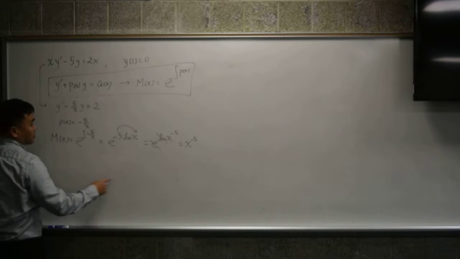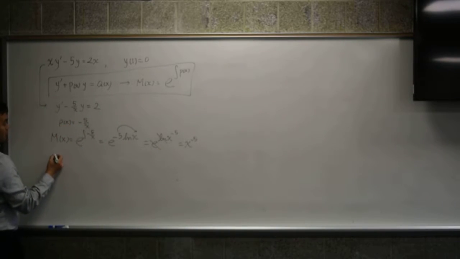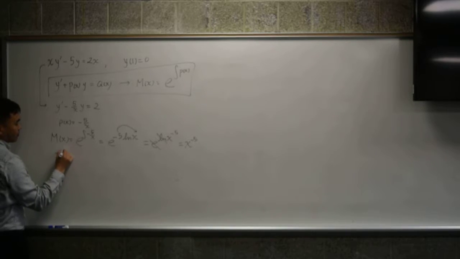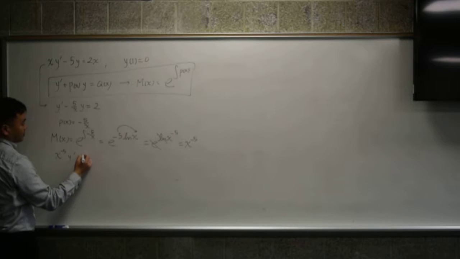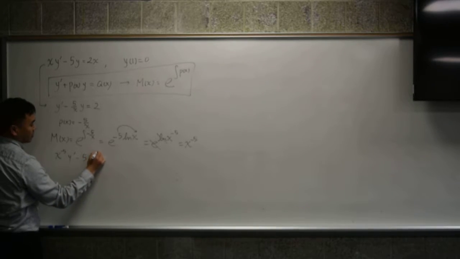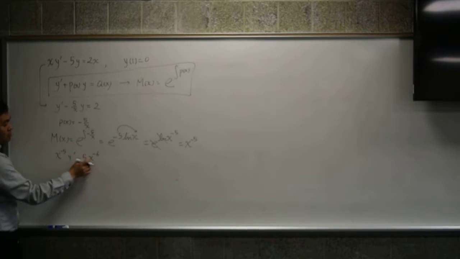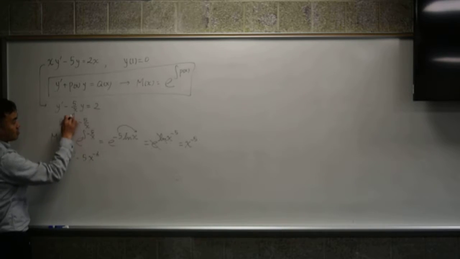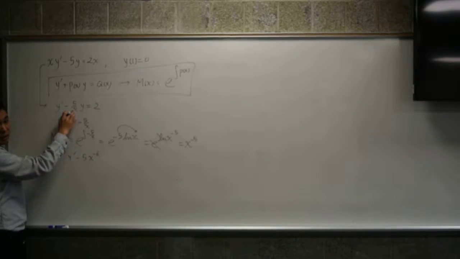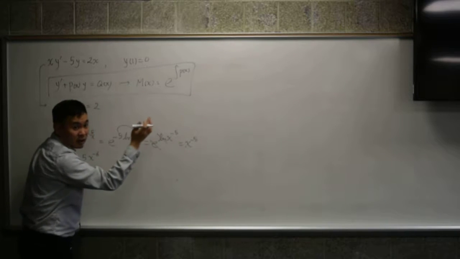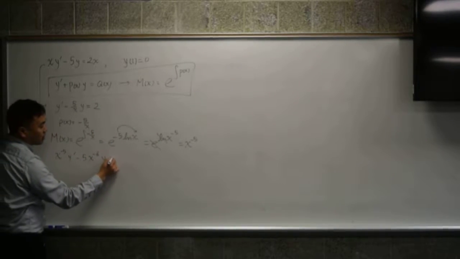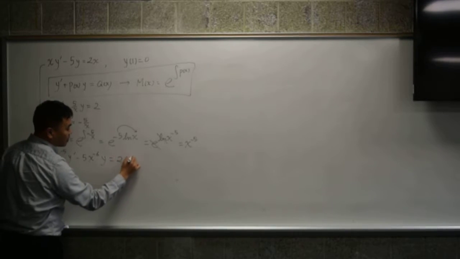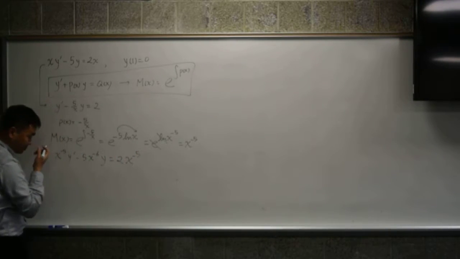All right. So you multiply this and you get x to the negative 5, y prime minus 5x to the negative 6, and you should think about why this is x to the negative 6. This is x to the negative 1, right? x to the negative 1 times x to the negative 5. That's negative 1 plus negative 5. That's x to the negative 6. y equals 2 times x to the negative 5.